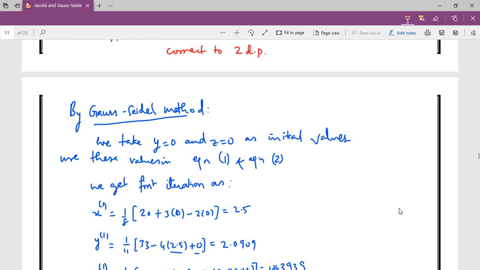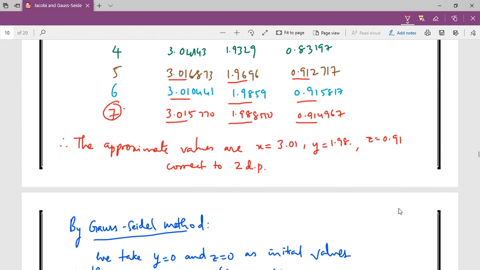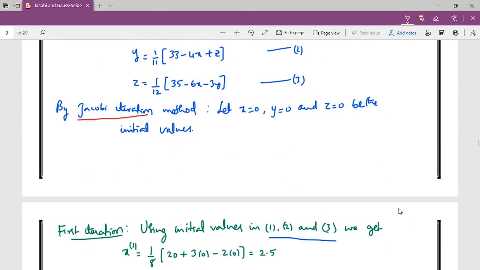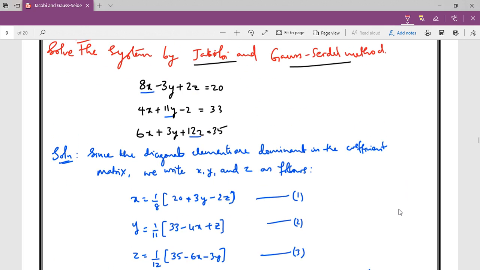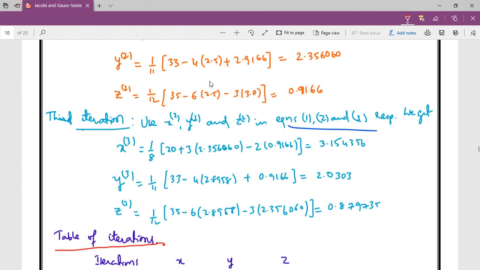So, hope the example is clear by Gauss-Seidel method as well as by Jacobi-iteration method. Okay. So, we have solved this system by Jacobi-iteration as well as Gauss-Seidel method. So, both are different and can be asked in the example. They do not combine the Jacobi and Gauss-Seidel. They just ask either Gauss-Seidel or Jacobi. So, you can write any one.